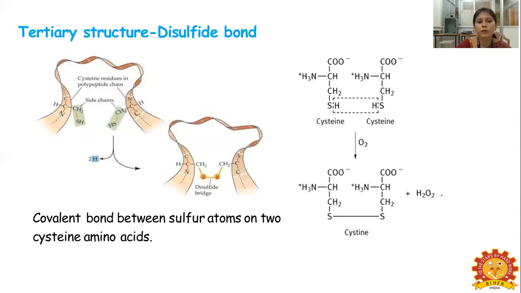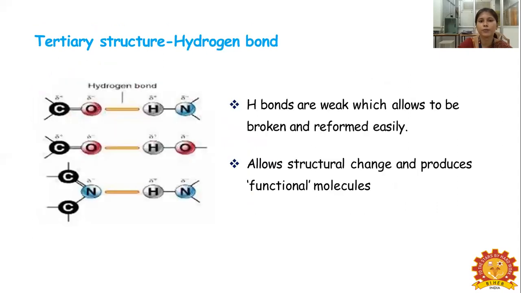This is the covalent bond between sulfur atoms. Two cysteine amino acids will form the disulfide linkage, so two sulfur groups will be attached. That's why it is called a disulfide bond.